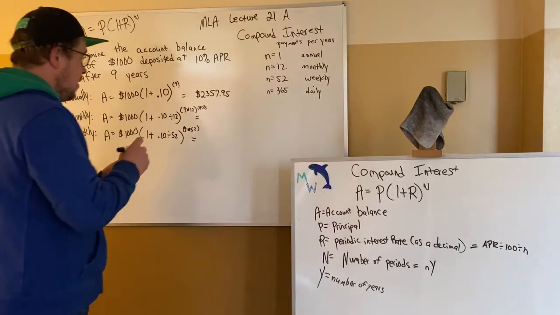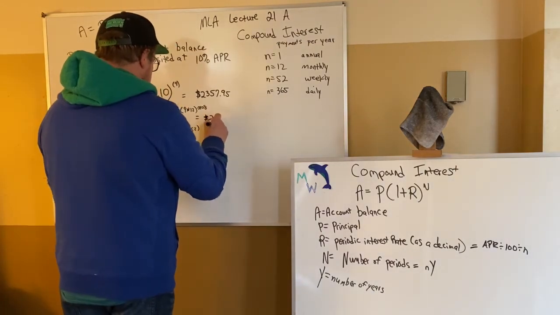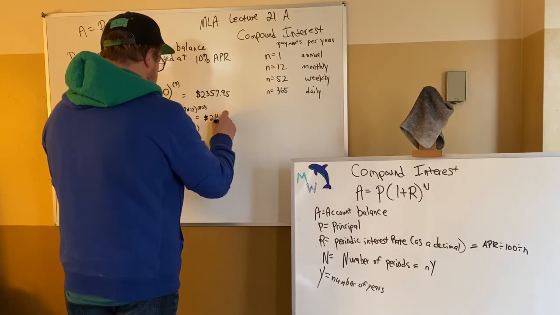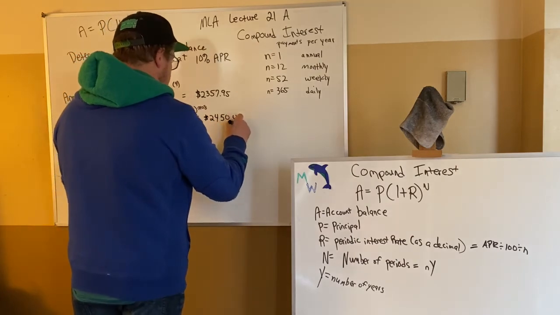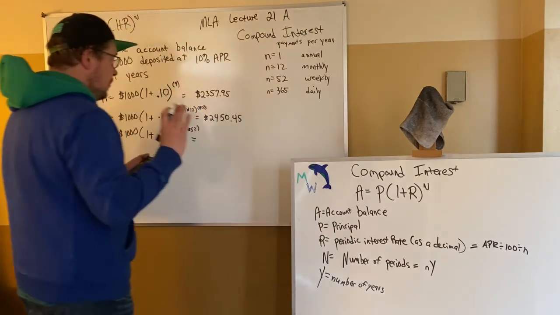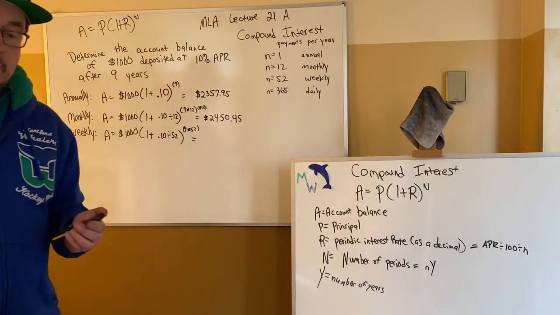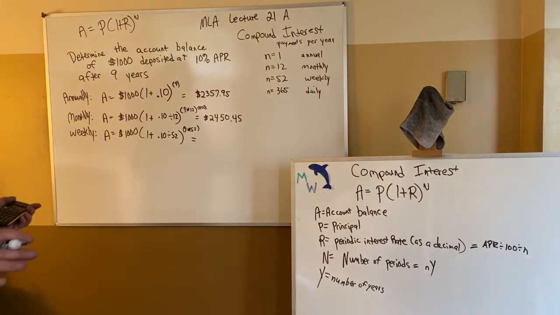And out of there, I get $2,450.45. All that they did was apply the formula more frequently. Nothing else changed. I made close to $100 extra just by having that. Now we'll go for weekly.